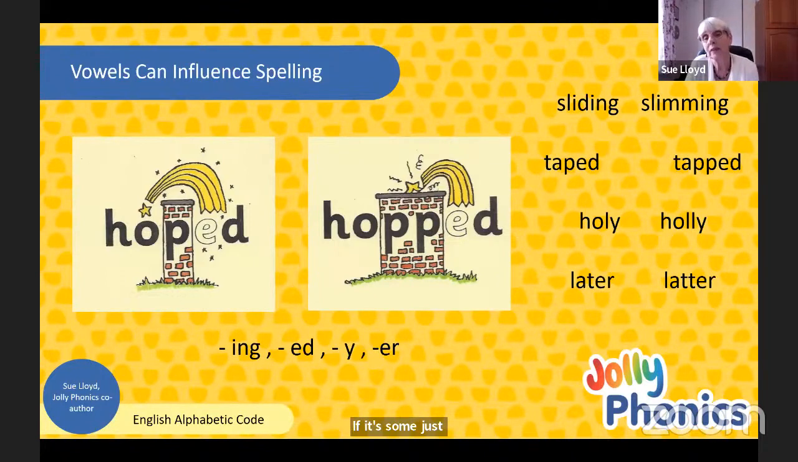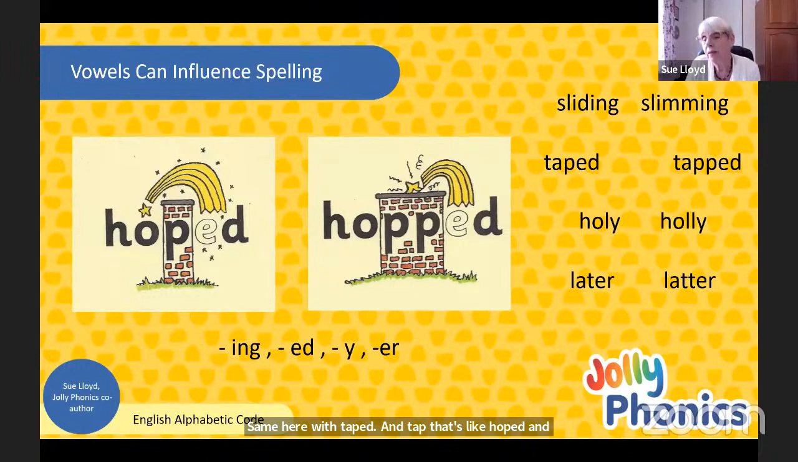And look, you can see it works for a lot of the vowels. Here, if you want to write sliding, you have one I there, with one D, because the magic's got to come out of the I and jump over. So sliding. But if you want to write slimming, because you've got an I there, you need that wall. So the magic can't come out of that vowel and change that one. So it's slimming. Same here with taped and tapped. That's like hoped and hopped.